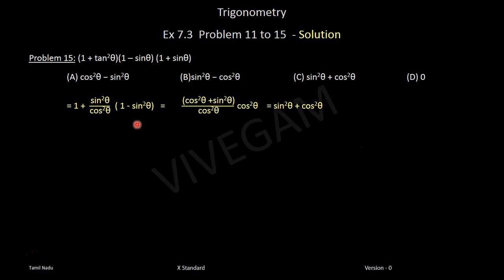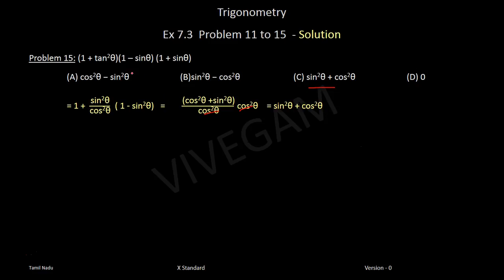But let me show, because we'll have to work in terms of the answer. Whatever answer is given, we'll have to work in that direction. So I'm replacing this as 1 minus sin square theta, and this I'm replacing as sin square theta by cos square theta. Now if you take LCM, this will become cos square theta plus sin square theta by cos square theta. So what will happen? These two will cancel and you'll be left with sin square theta plus cos square theta, which is this option, right?